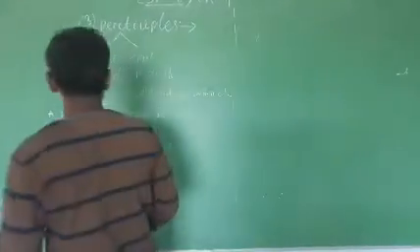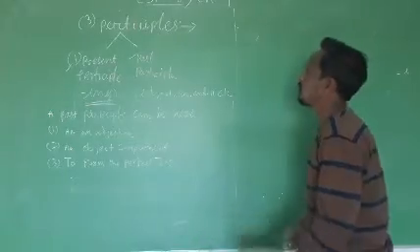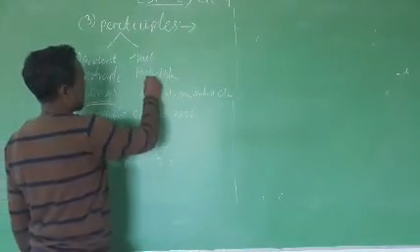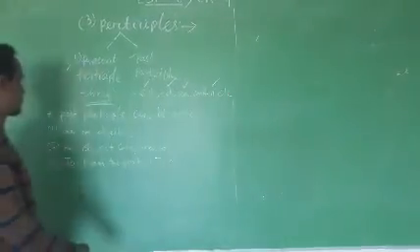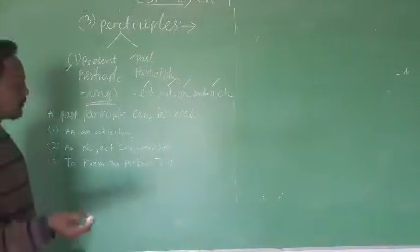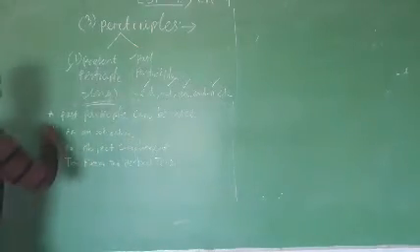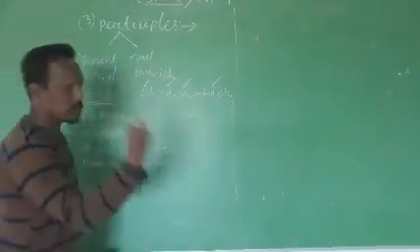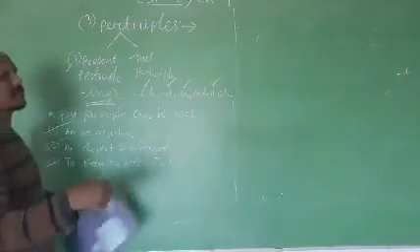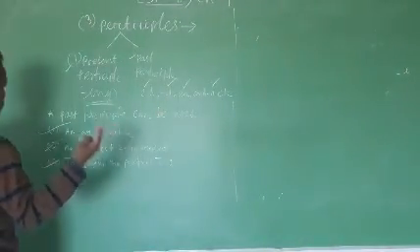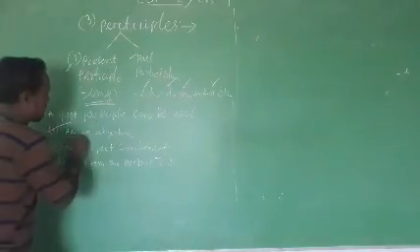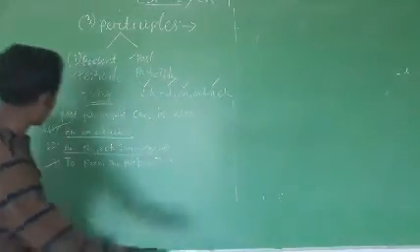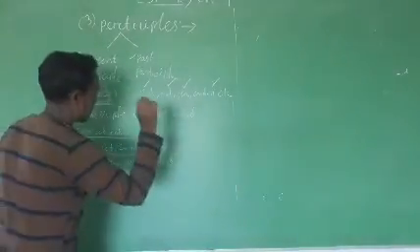Now we will discuss the past participle. The best way to identify the past participle is that these are the words which end with ed, d, en, n, etc. How is it used in a sentence? The past participle has three uses in a sentence: it can be used as an adjective, it can be used as an object complement, or it is used to form the past perfect tense.